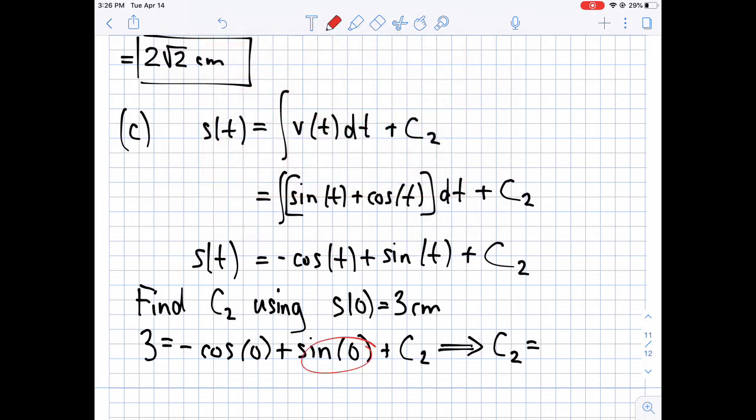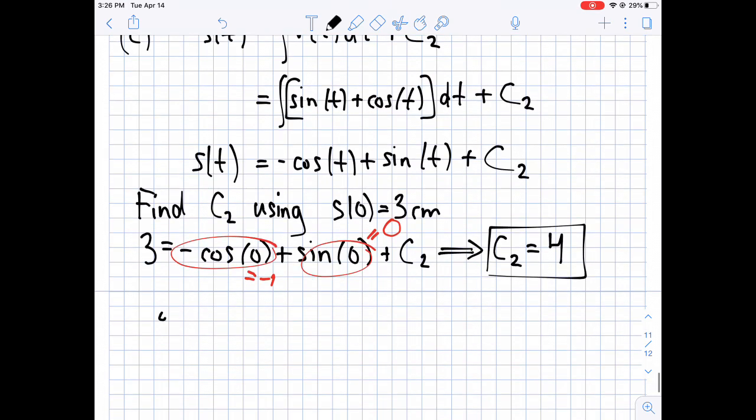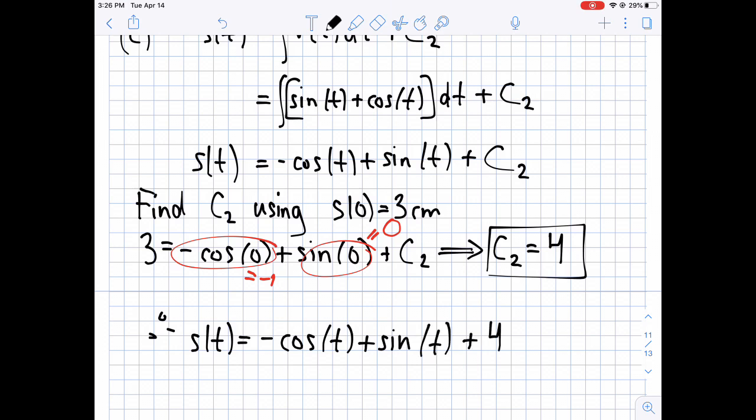Sine of 0 is 0, and cos of 0 is 1, so all of this is going to be minus 1. Bring that to the other side, we get that C2 is going to be 3 plus 1. C2 is going to be 4. So now we know our displacement function, s of t, will be exactly negative cos of t plus sine of t plus 4, and that will be our position function in centimeters. And so that's the end of this last example for rectilinear motion.